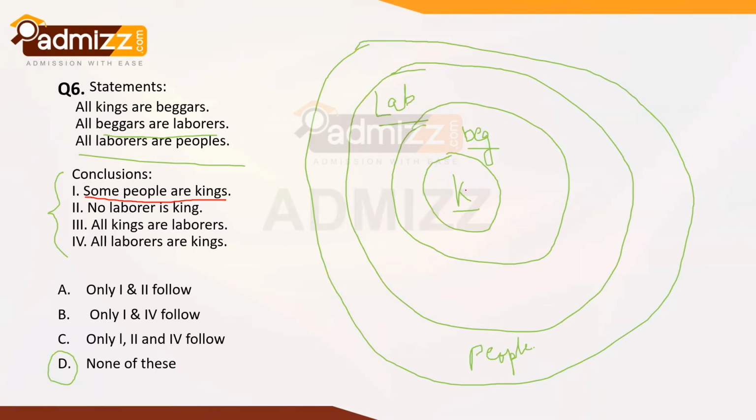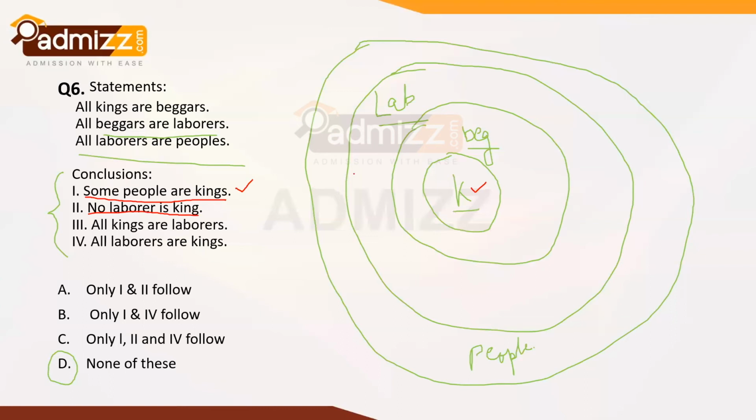Some people are kings definitely follows, right? Because within the set of people, kings lie. Now we are given that no laborer is a king. So this follows, right? Option number one follows. Option number two, no laborer is a king, right?